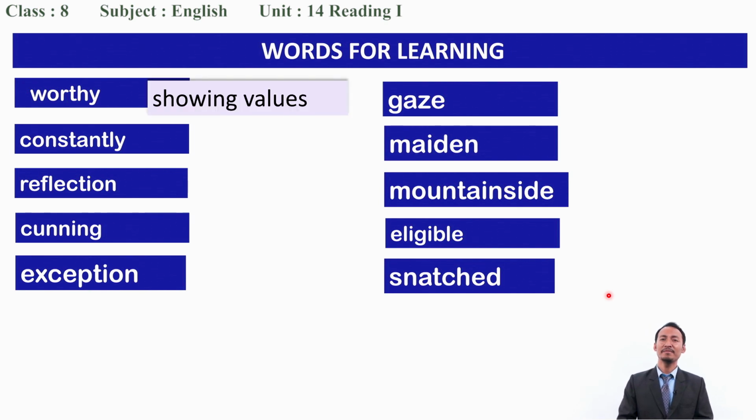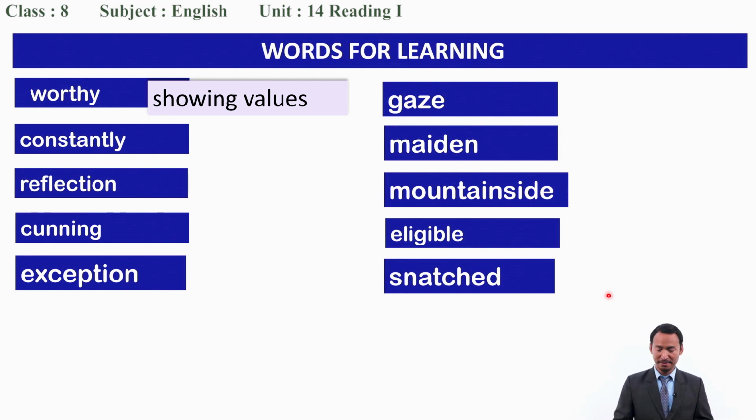Let's see. Worthy means having values or worth. Someone having good qualities is called a worthy person. So are you a worthy person? Yes, we are. Okay. And what is the opposite word for worthy? Yes, useless, right? Worthy means having good qualities, and useless means having nothing useful.